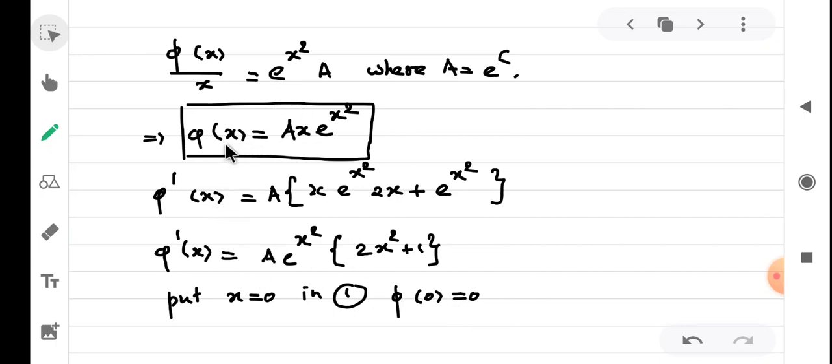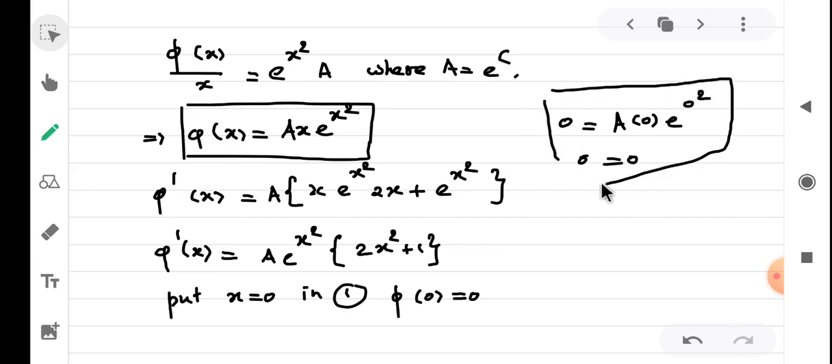If I use x equal to 0 here, I will get left hand side 0 is equals to a into right hand side also I need to put x equals to 0 into e power 0 square. So here I will get 0 equals to 0. So using this I can't find the value of a, so I need to use the first derivative, phi dash of x also.